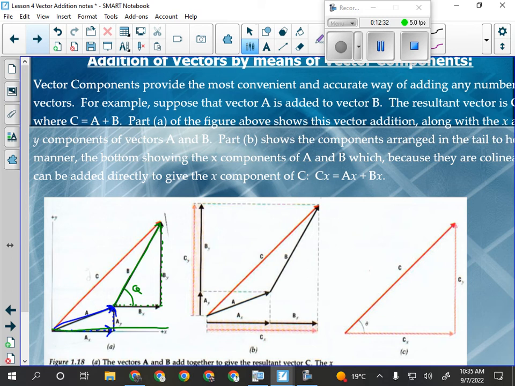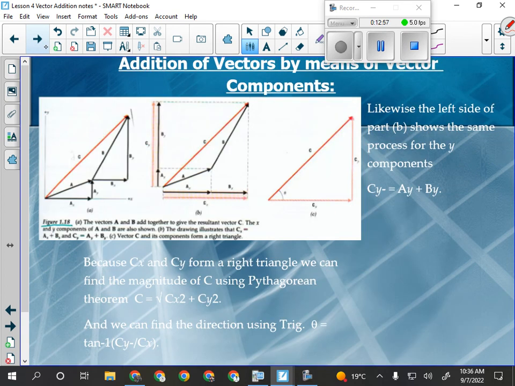They add up to this. Okay, AX and BX add up to that. And if I take AY and BY, they add up to the full side of that triangle. That's why we break it down into its parts. Okay, kind of follow in there? Okay, so that's what we're doing there.